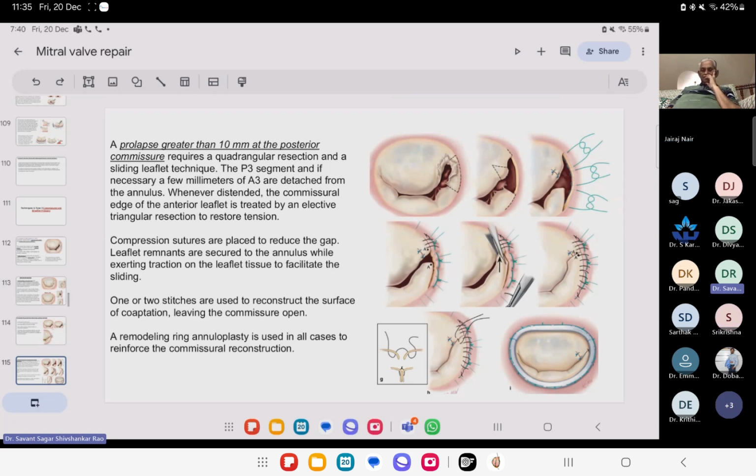Whenever distended, the commissural edges of the anterior leaflet are treated by an elective triangular resection to restore the tension. Compression sutures are placed to reduce the gap. Leaflet remnants are secured to the annulus while exerting traction on the leaflet tissue to facilitate the sliding. One or two stitches are used to reconstruct the surface of coaptation, leaving the commissure open. Then the remodeling annuloplasty is done.